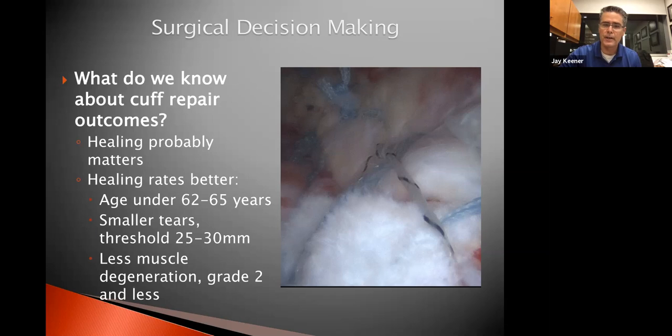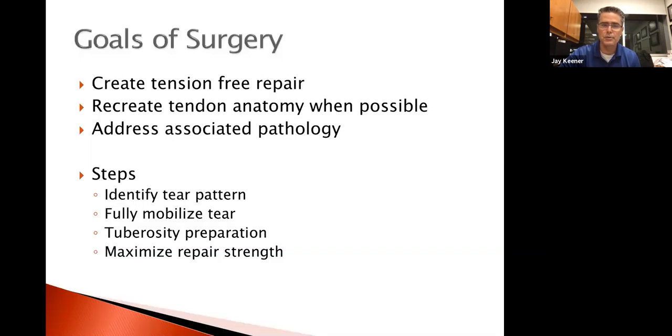Tears that are smaller heal better. So beyond 25 to 30 millimeters, you start to see a drop off in healing. And then when you see grade 3 and 4 muscle atrophy, those shoulders do not heal as well as grade 2 or less in terms of muscle atrophy grading.